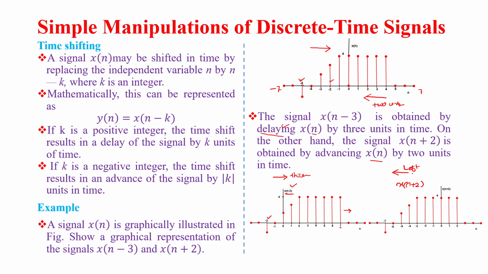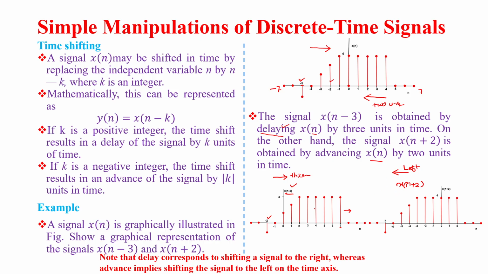Let us see that. You can see that this is the delay, which means shifting the signal towards the right. Delay means shifting the signal towards the right, whereas advance means shifting the signal towards the left.